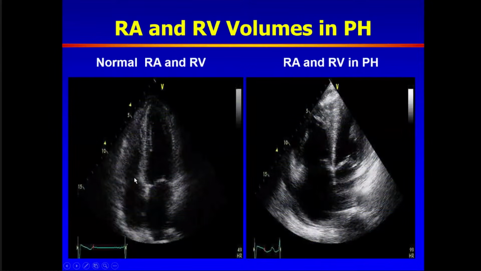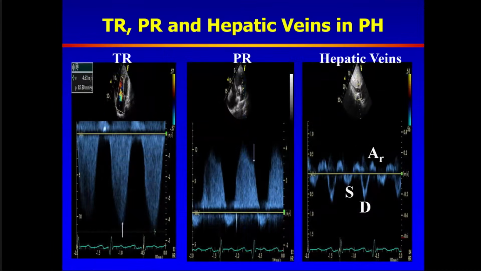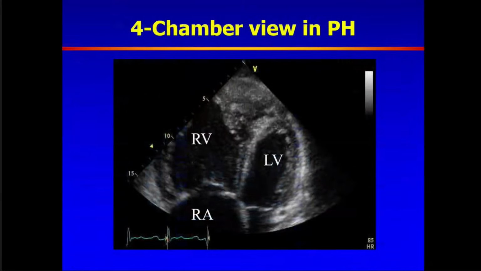Let me show you quick examples. There is a normal RA and RV and there is a very large RA and RV. As you can see here, that can pose challenges in getting good alignments with tissue Doppler signals on the lateral side. Very large TR and PR and diastolic velocities, with small systolic velocity relative to the diastolic velocity in the hepatic veins, signifying that RA pressures are elevated as well.